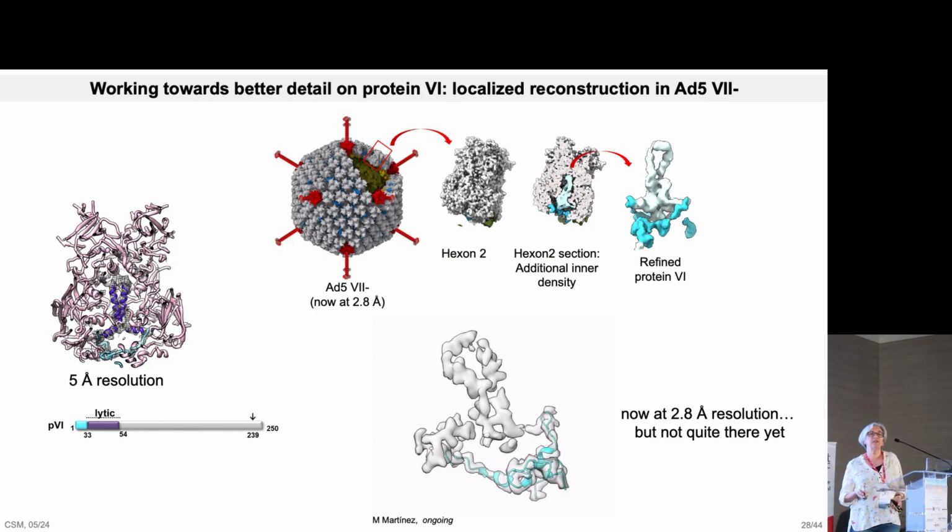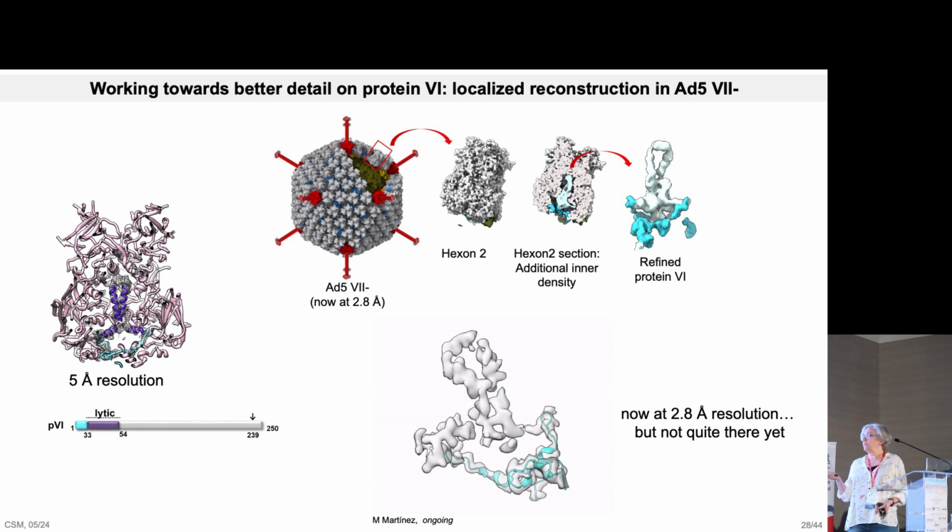So what are we up to now? This was a 5-angstrom resolution map. We have now the same particle at much better resolution, 2.8 angstroms. And of course, we want to understand more about the structure of this protein because it's an important protein for the infection. However, even at 2.8 angstroms, with localized reconstruction, classification, and so on and so forth, we are better than before. We now see helices here, but as you can see, connectivity is not ideal.